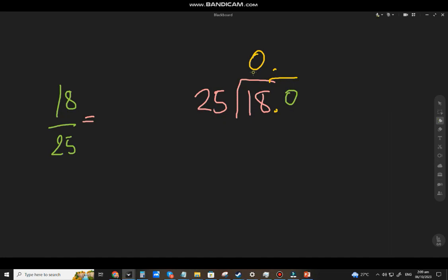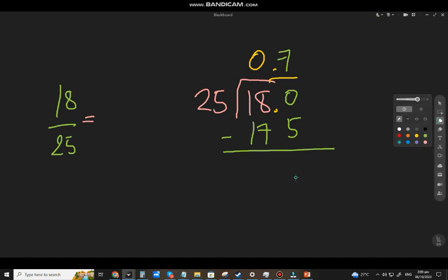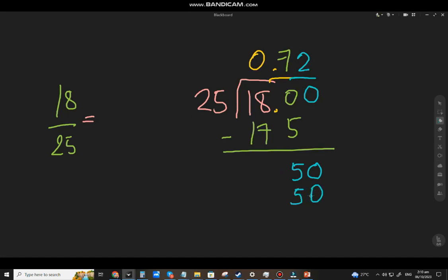Let's say 25. So in 100, we have 4, then 150 is 6. So another 25, so 7. So 7 times 25, that will be 175. You subtract it. So 180 minus 175, that will be 5. And since we have a remainder, let's try to put another 0. So bring down, 50 divided by 25, that will be 2. So 2 times 25, that will be 50. And 50 minus 50 is 0. And there you have it. So the final answer is 0.72.